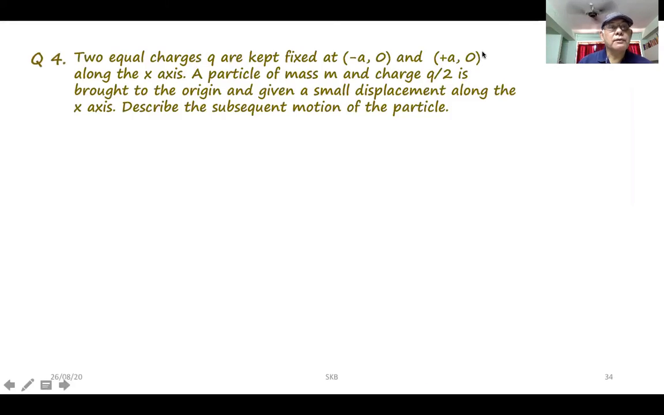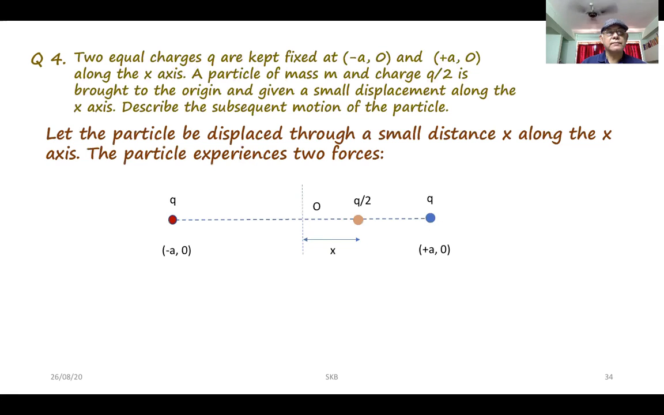Number 4. Two equal charges Q are kept fixed at coordinates minus a, 0 and at coordinates plus a, 0 along the x-axis. A particle of mass m and charge Q by 2 is brought to the origin and given a small displacement along the x-axis. Describe the subsequent motion of the particle. Let the particle be displaced through a small distance x along the x-axis.